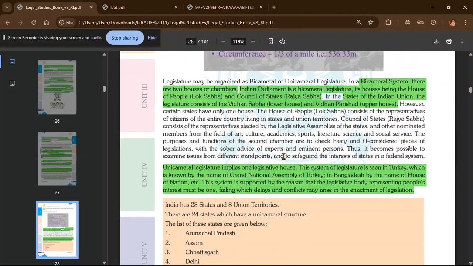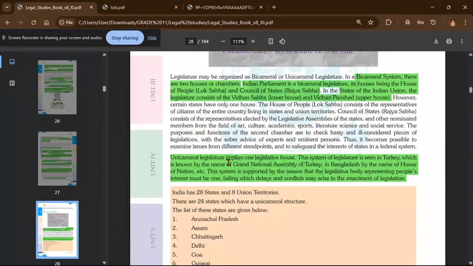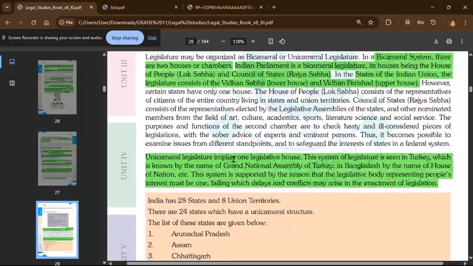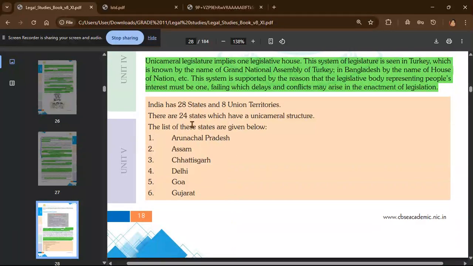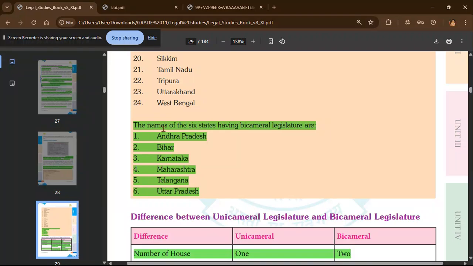Then you have unicameral and bicameral. So you just see this paragraph. Unicameral legislature implies one legislative house. This system is seen in Turkey, known by the name Grand National Assembly, and in Bangladesh by the name House of Nation. Then India has 28 states and 8 union territories. So you just learn these: Andhra Pradesh, Bihar, Karnataka, Maharashtra, Telangana, and Uttar Pradesh.